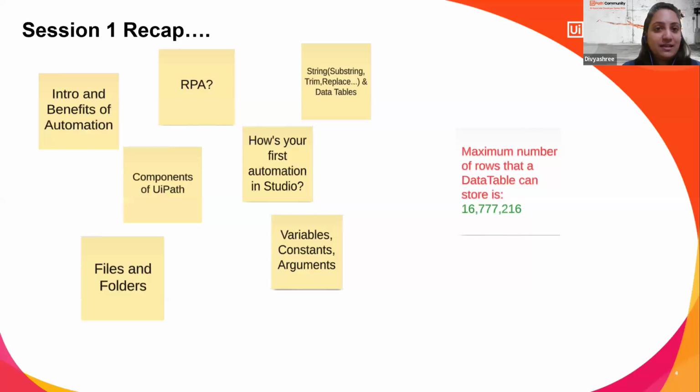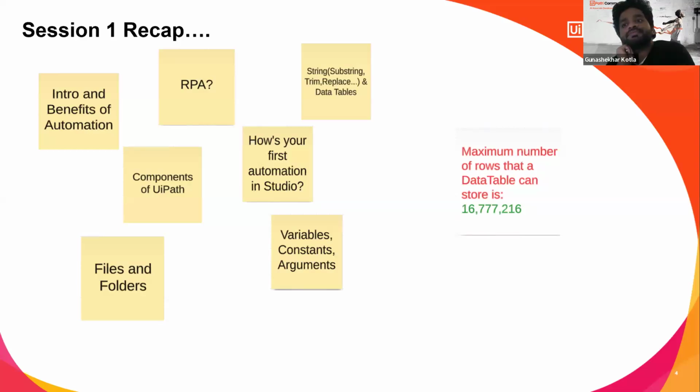We have learned what RPA is, how software robots differ from other robots, and how the word robots stands out in industries. What are the benefits? What are automations? How can we create ROI using automations? These are the basics which we learned in our first session.